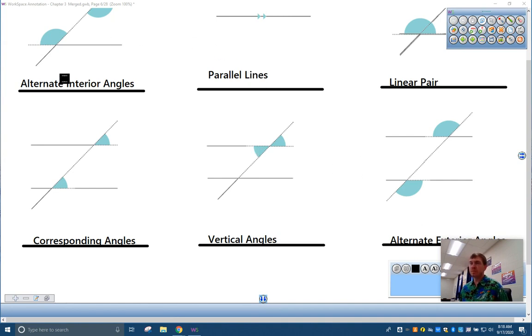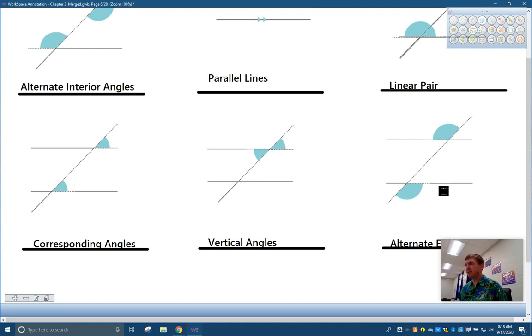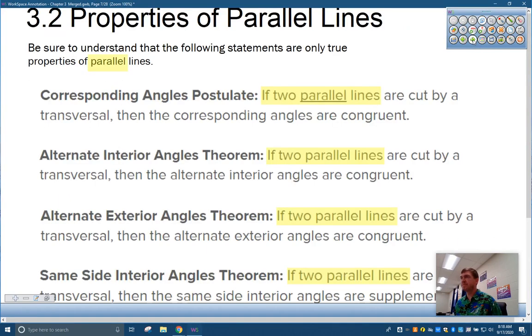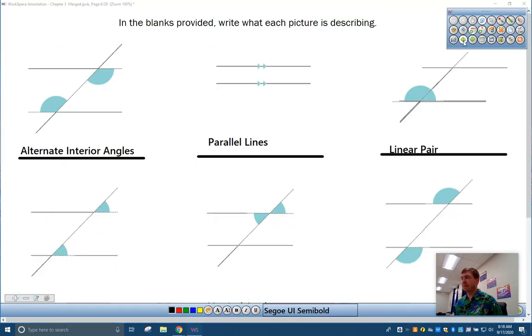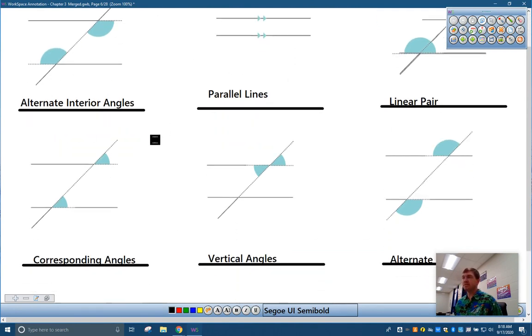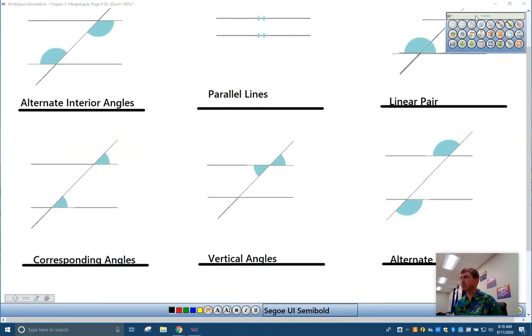We will learn something about these alternate interior angles, alternate exterior angles, corresponding angles, and same side interior angles. Under certain conditions, they have special relationships. And so that wraps up the lesson. Make sure you can identify these pairs of angles, and good luck on your work. If you need anything, let me know.